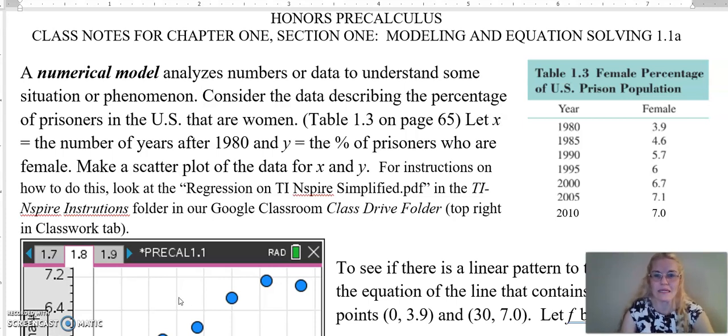Hi, today we're going to be going over Chapter 1, Section 1, Part A of Modeling and Equation Solving.